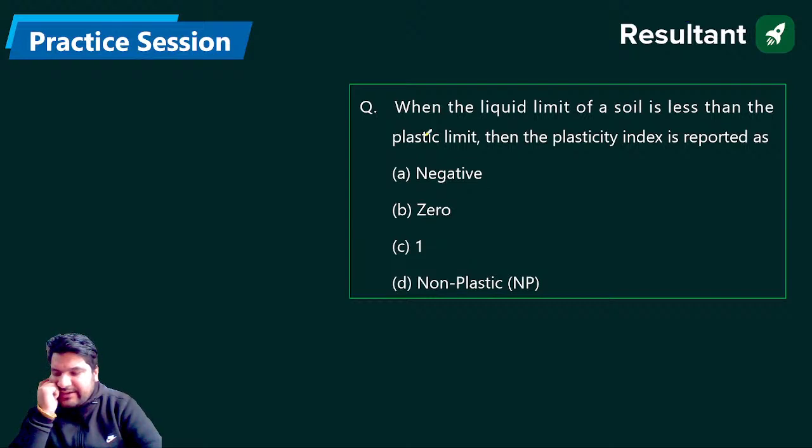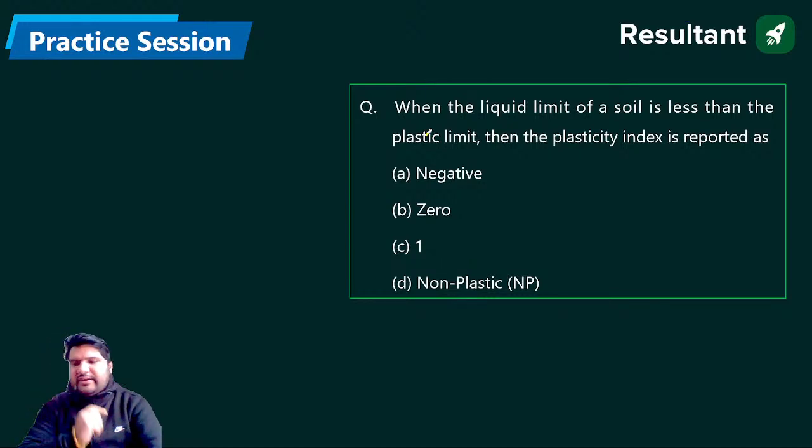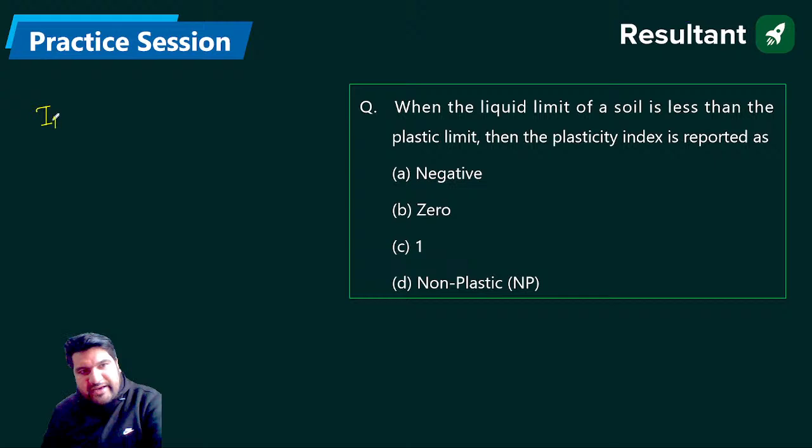Arnab is saying B is the answer. Anyone else? When the liquid limit of the soil is less than the plastic limit, then the plastic index is reported as... How can we write the plastic index? The plastic index IP is simply given as liquid limit minus plastic limit. When the liquid limit is less than the plastic limit, IP will be negative.